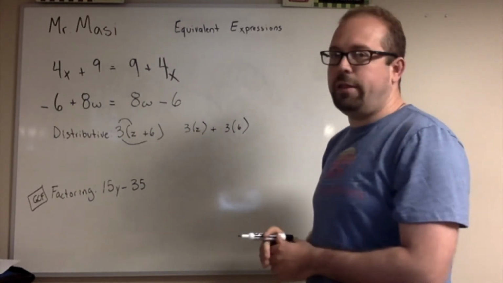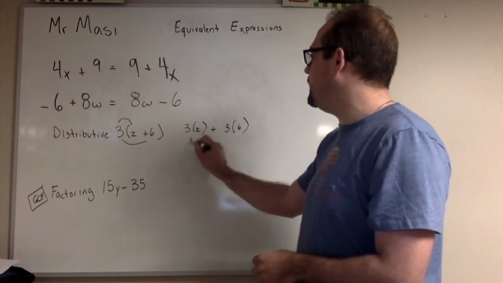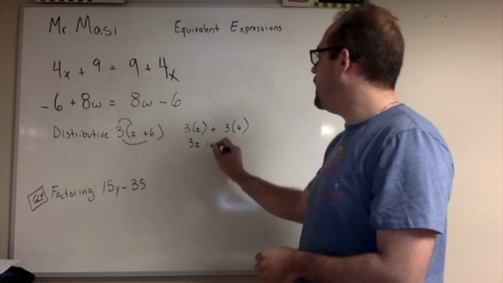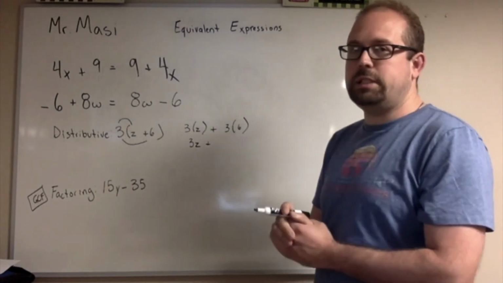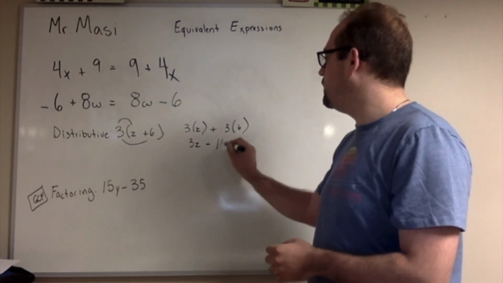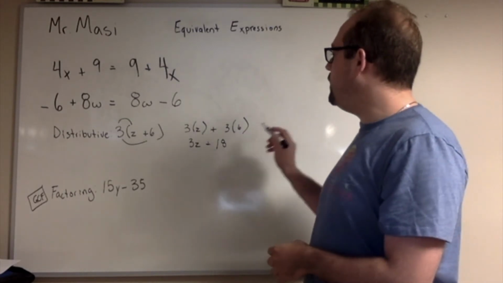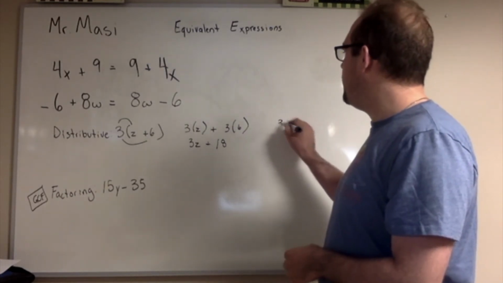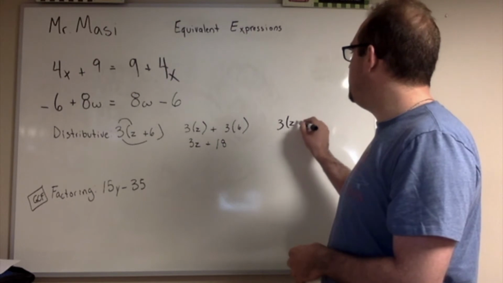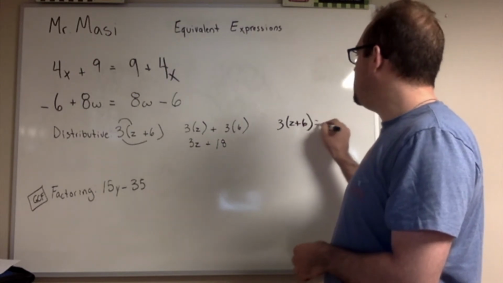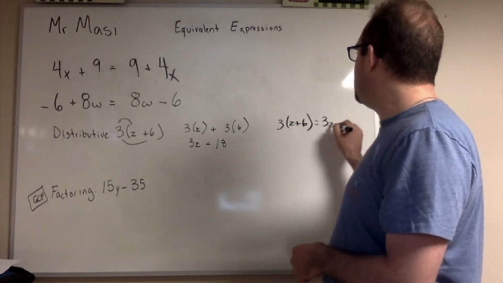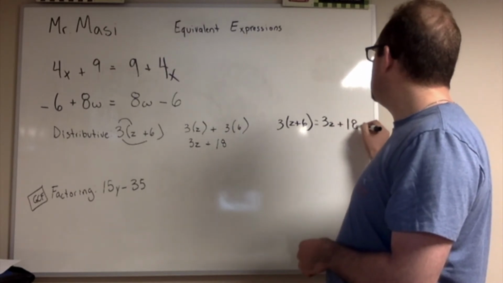And if I multiply 3 times z, I get 3z plus 3 times 6, I know is 18. So I know that 3 parentheses z plus 6 is equal to 3z plus 18.